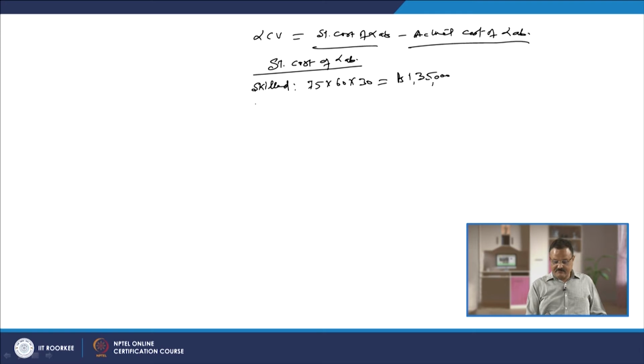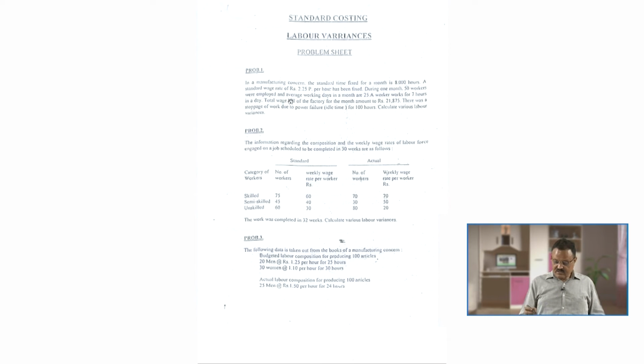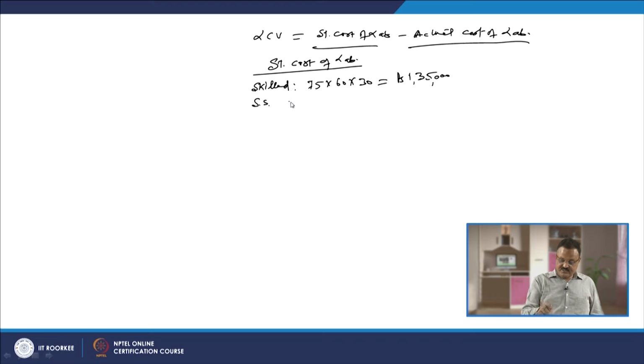Now we go for the semi skilled. The standard cost for the semi skilled labor is how much? We are given here, weeks will remain 30, workers are 45 and the rate is 40, right. So how much is it going to be? It is 45, the rate is 40 and weeks are again 30. So this cost is going to be 54,000.